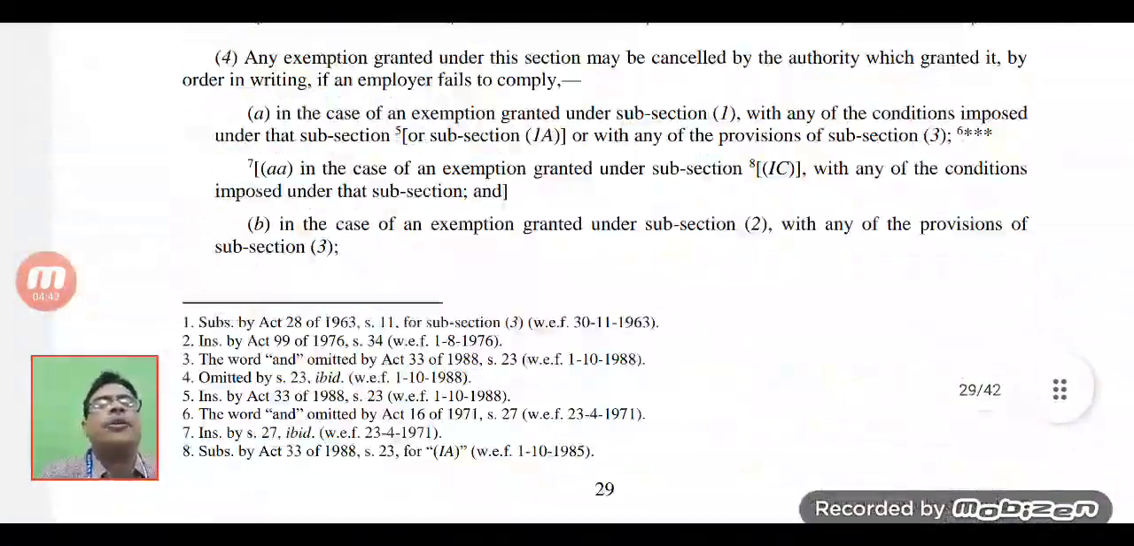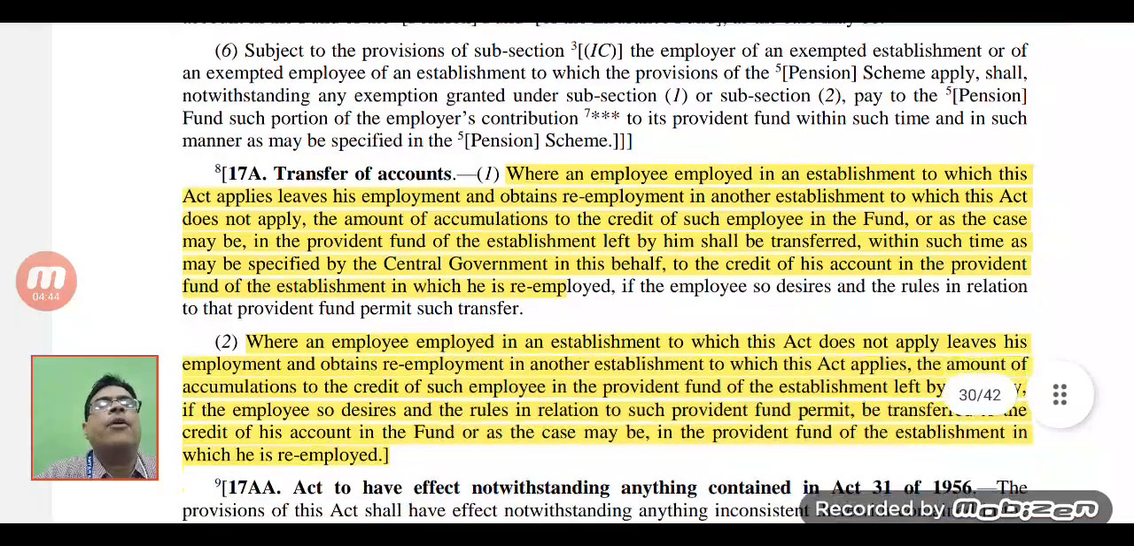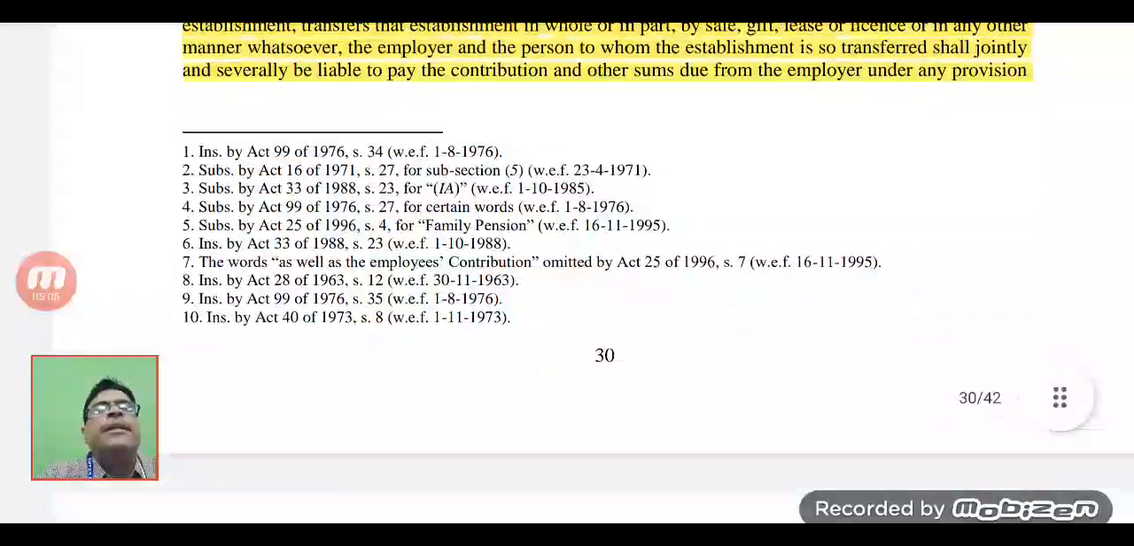Then 17A talks about transfer of accounts की भी बात इसमें हुई है. Transfer of account means when any employee gets released from any establishment and joins some other establishment, the provision of transfer of accounts of PF and pension has been declared and explained through this transfer of account section 17A.